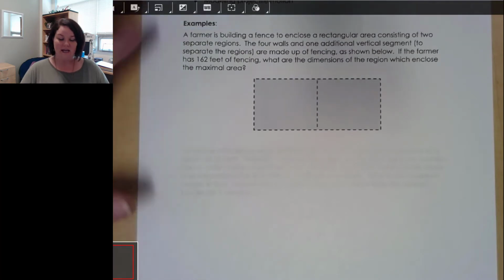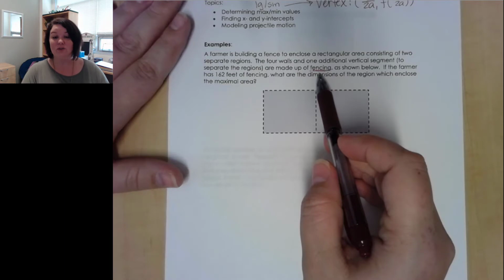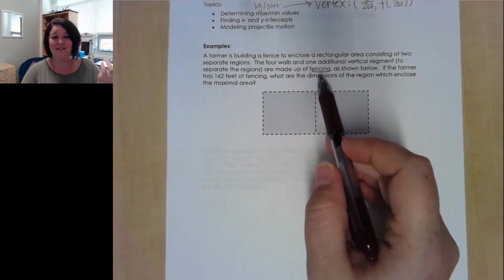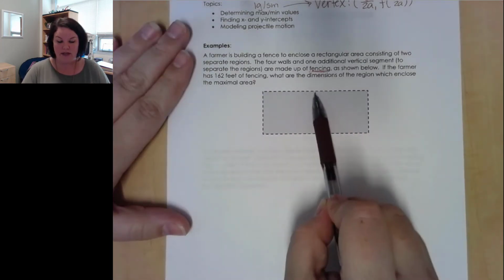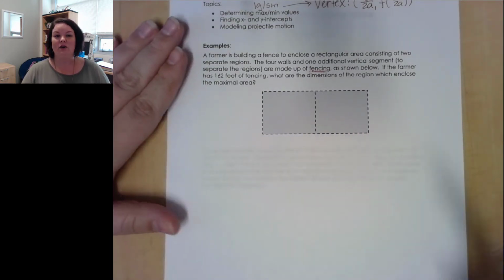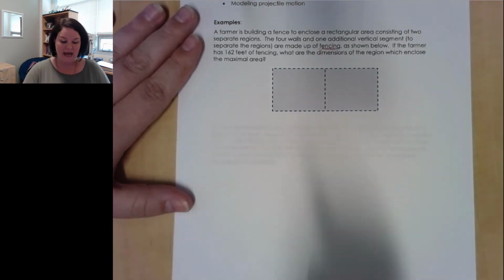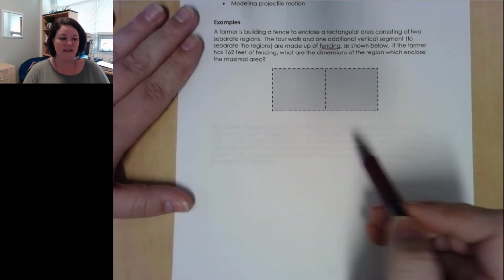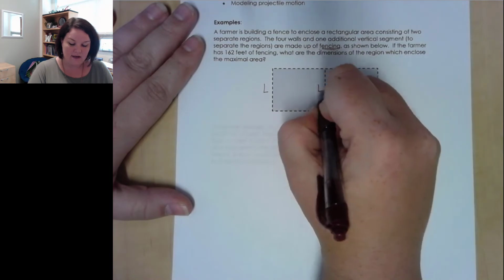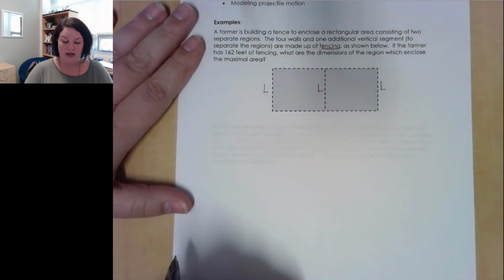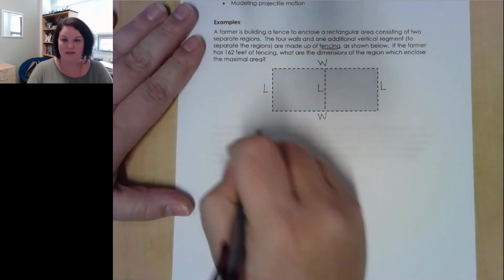So the first thing that I see is the word fencing. Anytime I see the word fencing, you should be thinking perimeter, right? Because that's what we do with fences. We put them around something, or in this case, we're putting it all the way around and we're putting in this vertical segment. So if I want to calculate how much total fencing we're going to be using, I'm just adding up all the edges that I am fencing. So we can think of this as we have a length here, a length here, and a length here, and then we have a big width all the way across the top, and a big width all the way across the bottom.